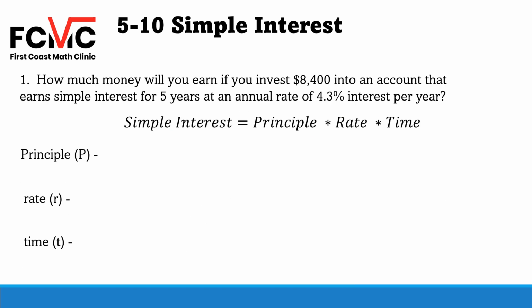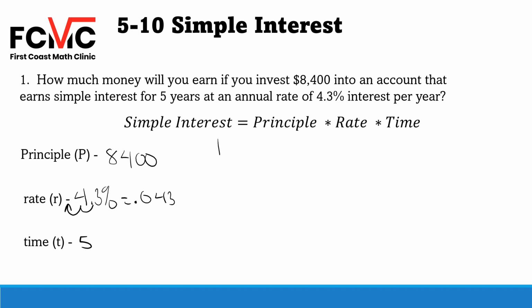So number 1, how much money will you earn if you invest $8,400 into an account that earns simple interest for 5 years at an annual rate of 4.3% interest per year? So our principal, our initial deposit, is going to be $8,400. Our rate, 4.3%, so we can move that decimal 2 places. So it's going to be 0.043, and our time is 5 years.